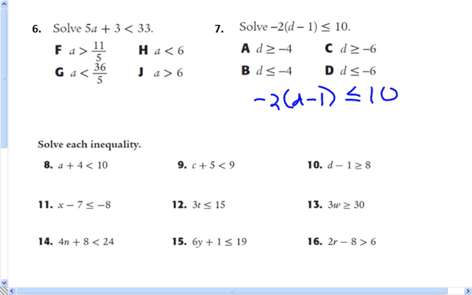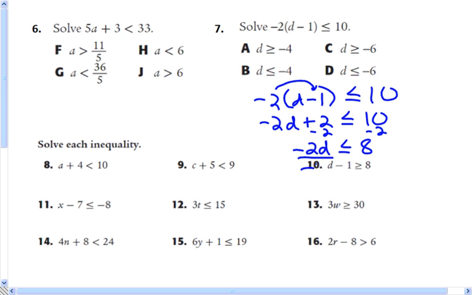We could start by doing one of 2 things. We could use the distributive property and multiply -2 times both terms inside the parenthesis, or we could divide both sides by -2 to start with. Your choice. I'm going to multiply. -2 times -1 is +2. That's less than or equal to 10. Now I'm going to subtract 2 from 10, and I get -2d is less than or equal to 8. Now I'm going to divide by -2, and I get d is less than or equal to -4.